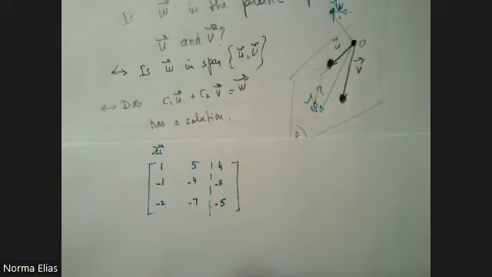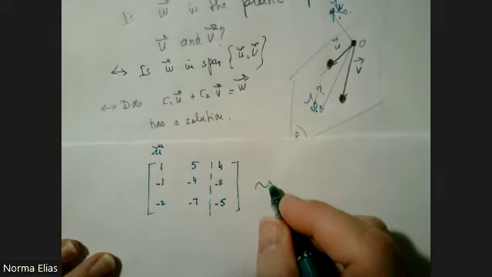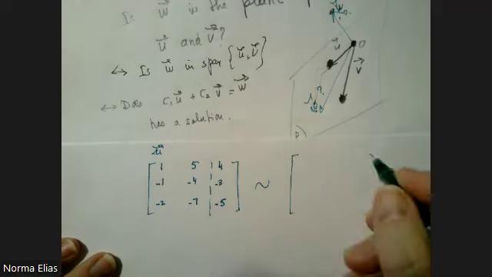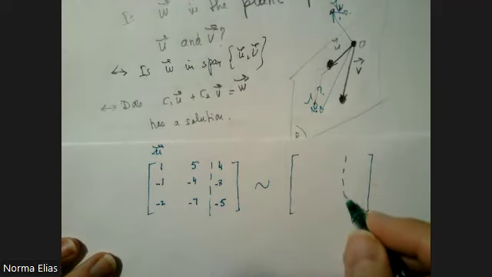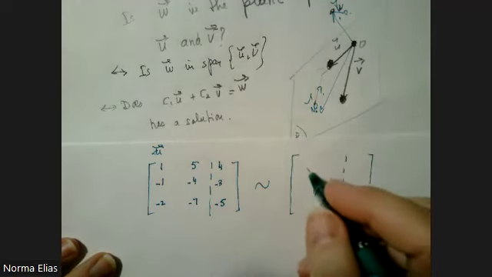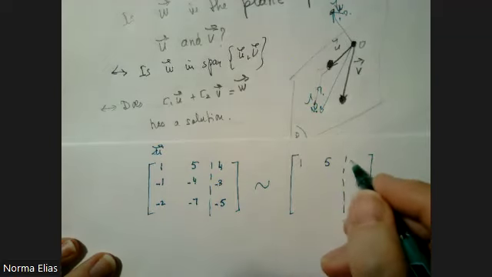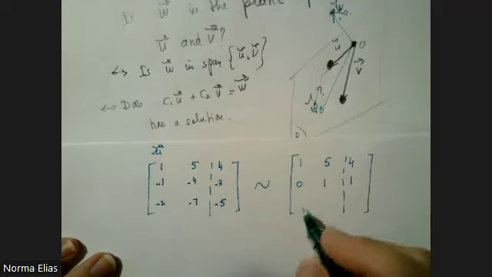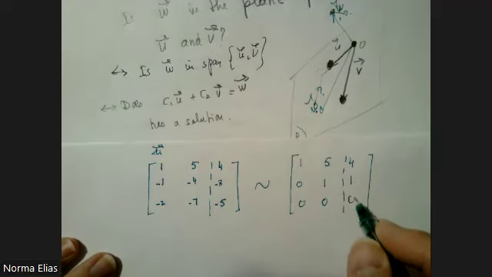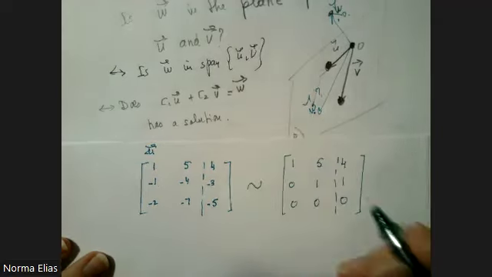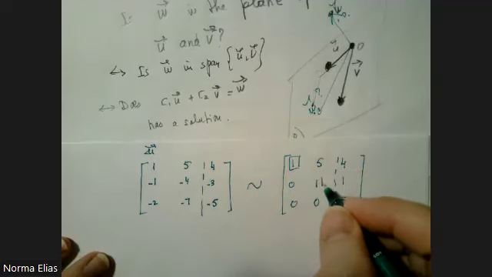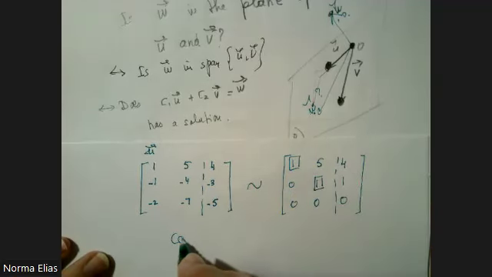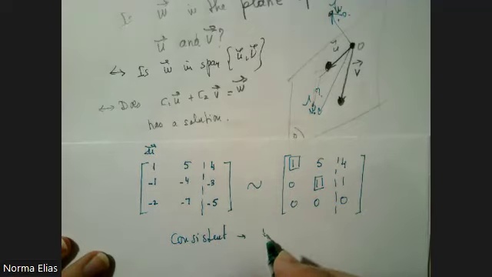All right, so we solve. If I did that, I did it a little bit myself, granting I didn't make a mistake, I got the following: 1, 5, 4, 0, 1, 1, 0, 0, 0. So definitely that's a consistent system. It means W is in the plane.